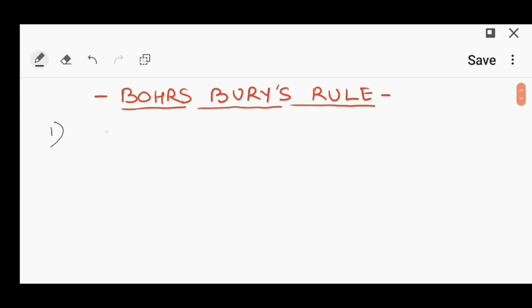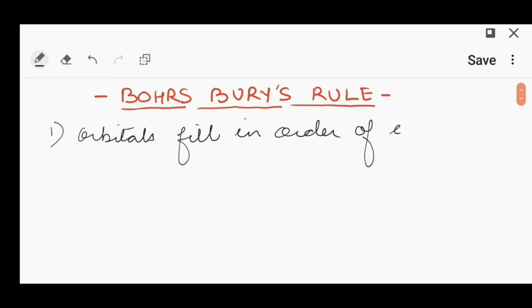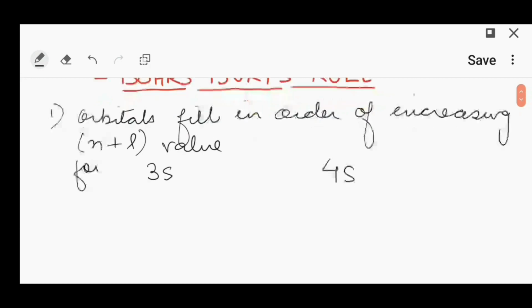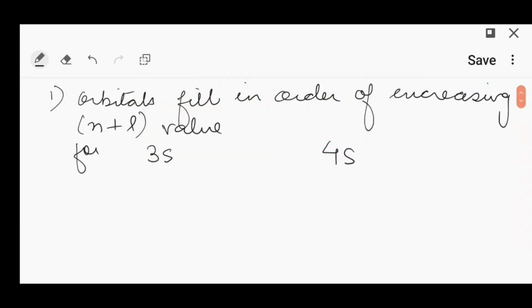So its first definition is that orbitals fill in order of increasing n plus l value. I am going to explain this by taking one suitable example. For example, between the 3s orbital and the 4s orbital, which orbital is to be filled first? You have to calculate n plus l values.